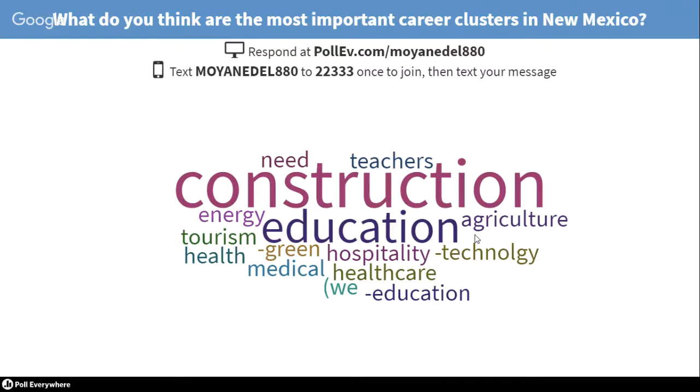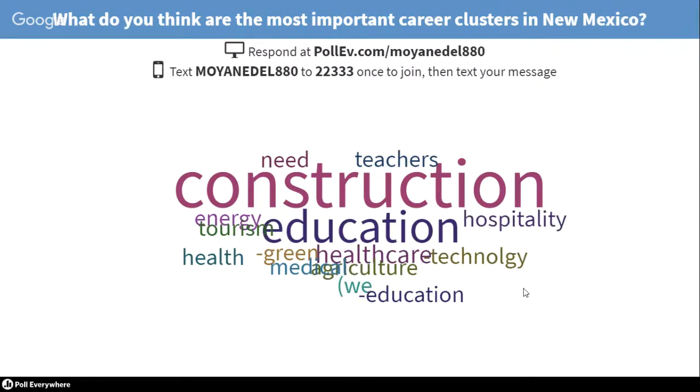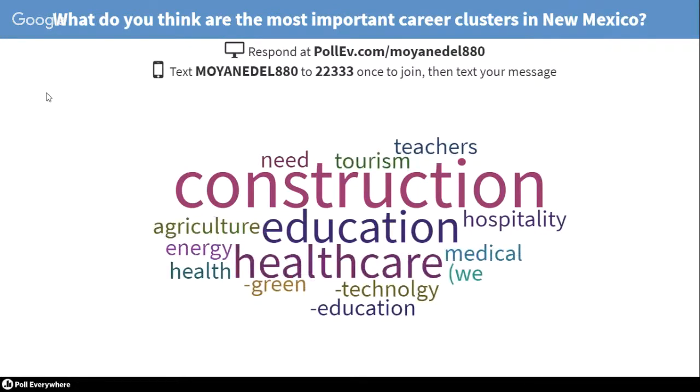Perfect. So we have different ones. What do you think, Don? Very interesting. I'm seeing a lot of things that we're going to talk about today. That's perfect. Thank you for participating. And so we have need, education, health, tourism, construction is big. Perfect. So let's transition to the next slide. Thank you so much. Like you mentioned, we're going to talk about a lot of these clusters. So let me go to the next slide and give you a little background.